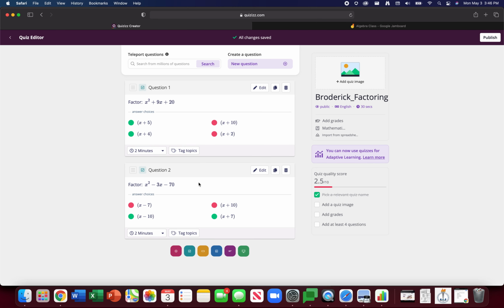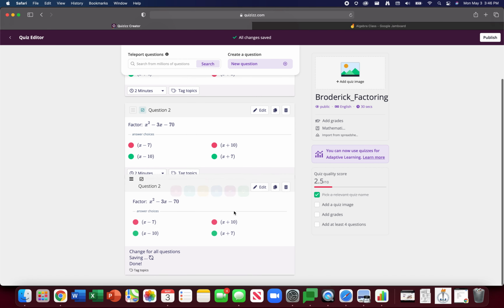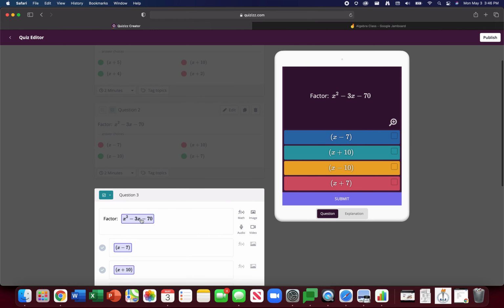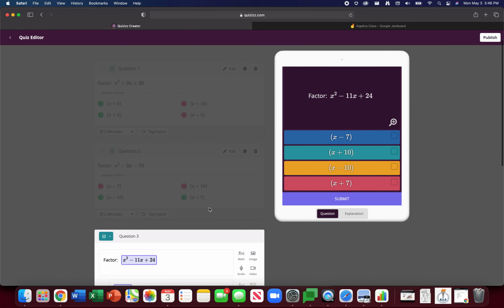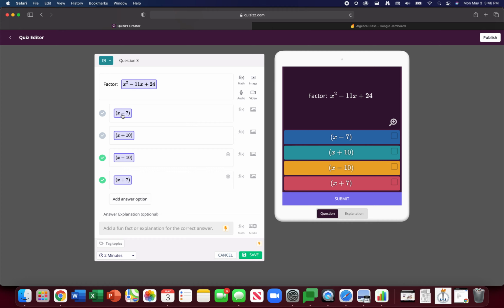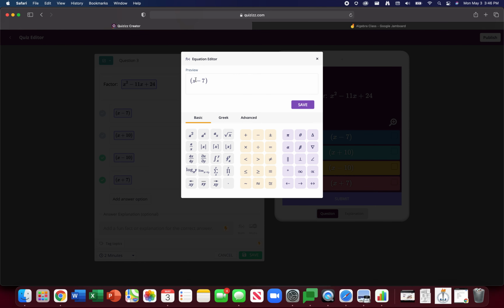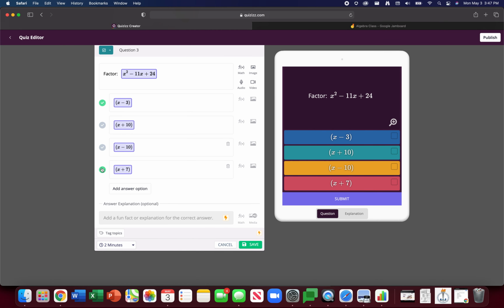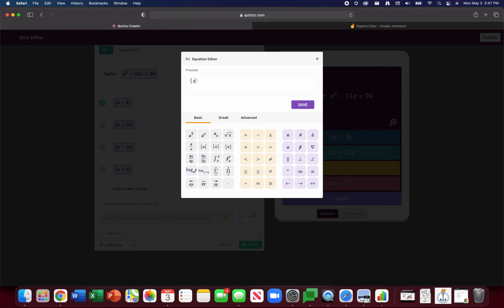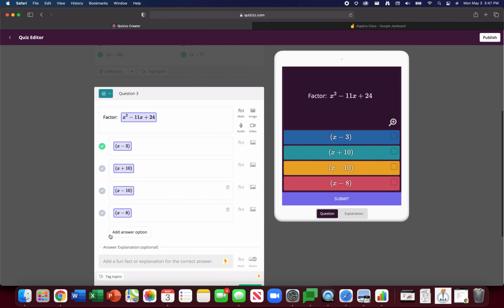So I'm going back here, and notice I'm going to just duplicate. I think it's easier. I'm going to come to my question, and I'm changing it to x squared minus 11x plus 24. Now I'm changing the answer. So the correct answers, I'm going to put the correct answers here. This is x minus 3, oh sorry, I keep scrolling, is one of the correct answers. And x minus 8 is the other correct answer.